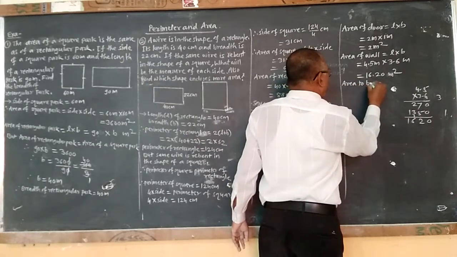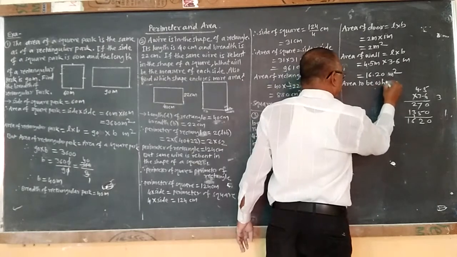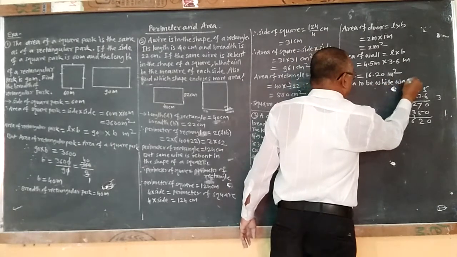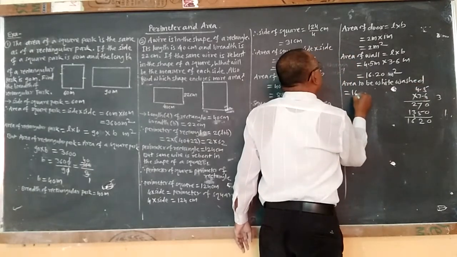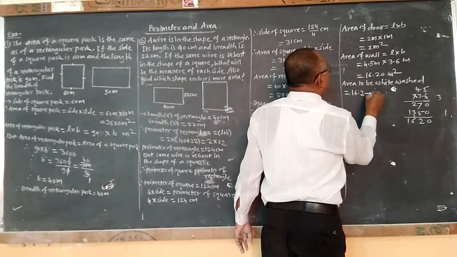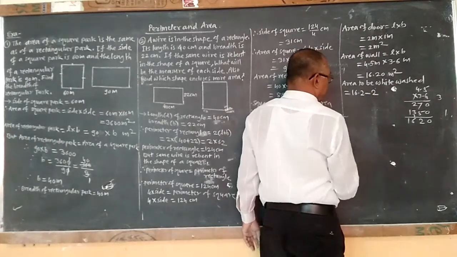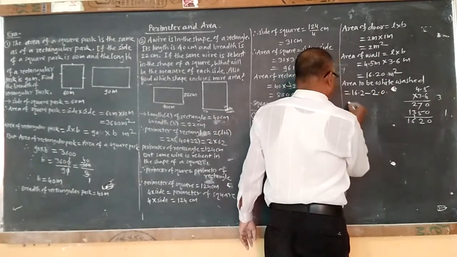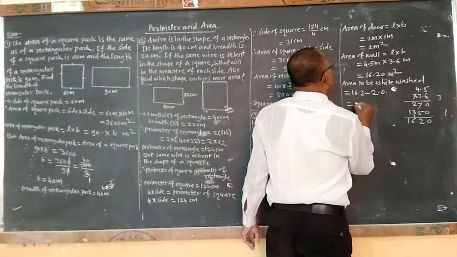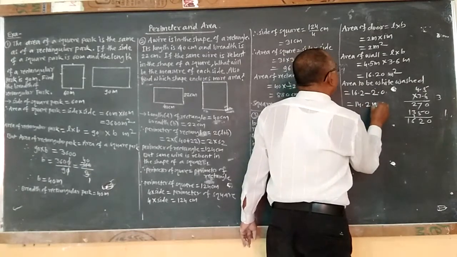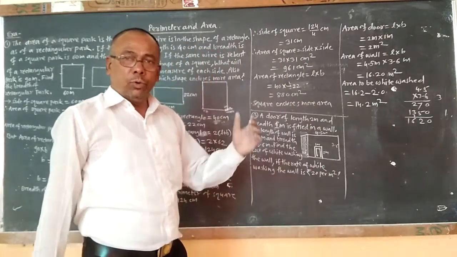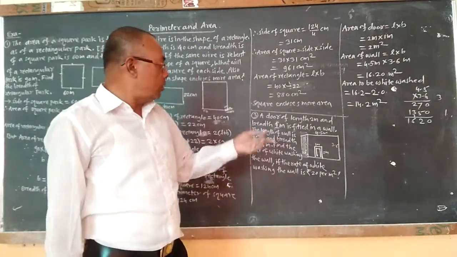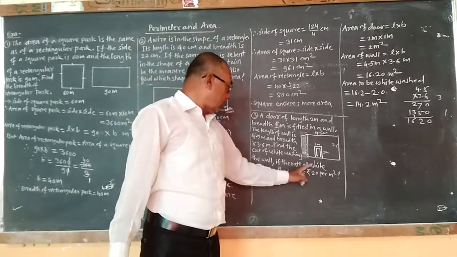and therefore the area to be whitewashed is equal to 16.2 minus 2, which will be 14.2 meter square. 14.2 meter square. And now we have to find the rate of whitewash.